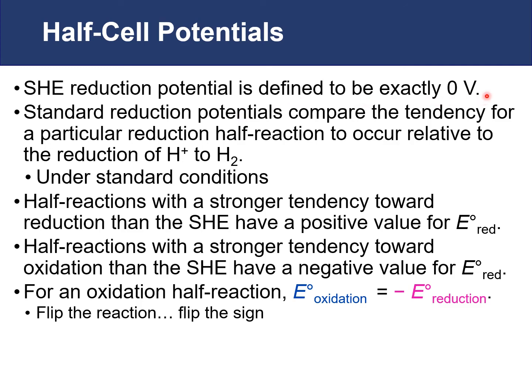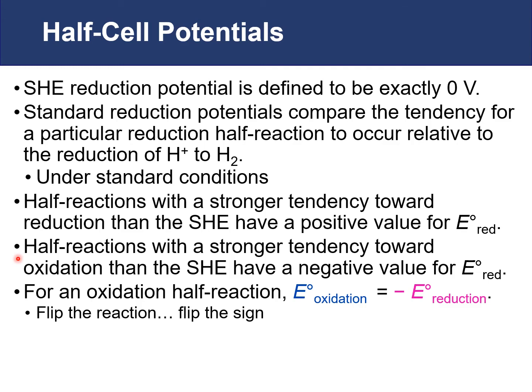We can then compare the tendency for a particular reaction to undergo reduction compared to the standard hydrogen electrode. So the standard reduction potential that you will find in a table is comparing the tendency for a particular reduction half reaction to occur relative to the reduction potential for the standard hydrogen electrode for the reaction of H plus going to H2 under the same standard conditions. So half reactions that have a stronger tendency towards reduction than the standard hydrogen electrode will be given a positive value for their E0 reduction that you will find in a table.